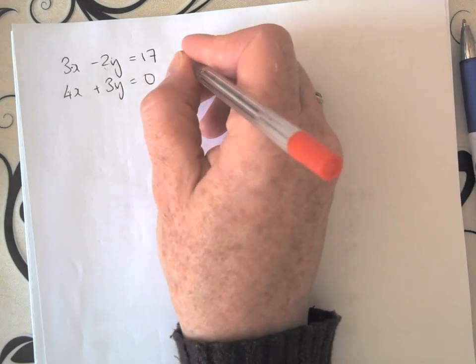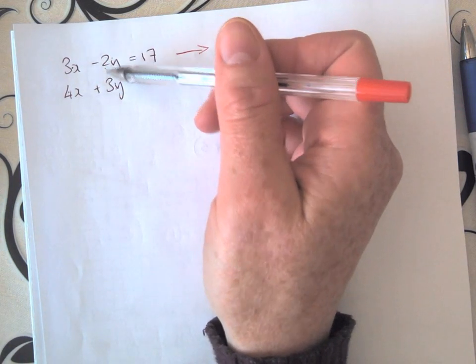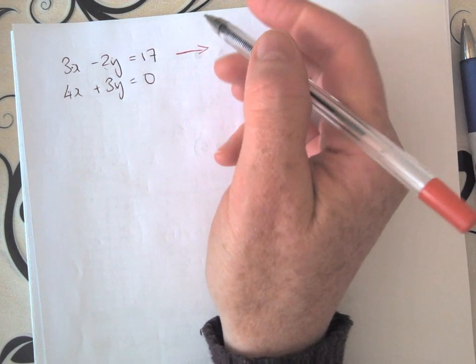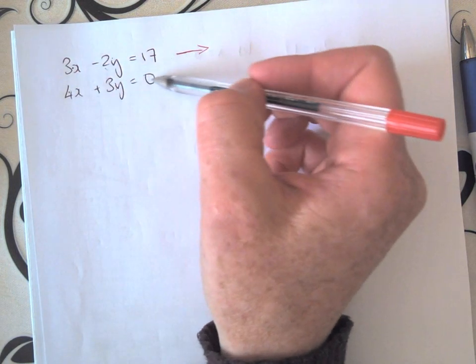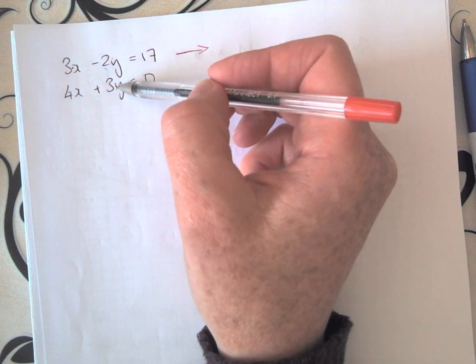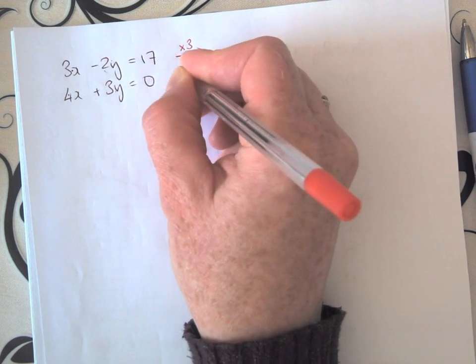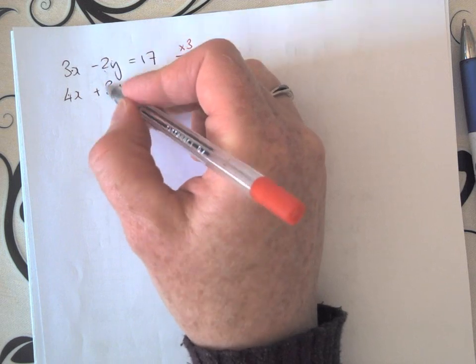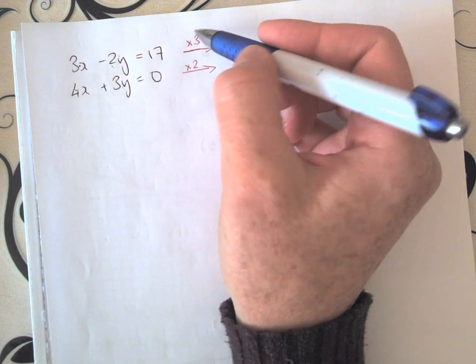So how we do it is we multiply the top line. So 3 and 2, what do they have in common? If you multiply them together, you get 6. So if I multiply this line by 3, and if I multiply this line by 2, both of these will be 6's. So I'm going to multiply this by 3, and I'm going to multiply this by 2. So you're multiplying by the opposite number that's there. Now don't forget you have to multiply everything in the line.